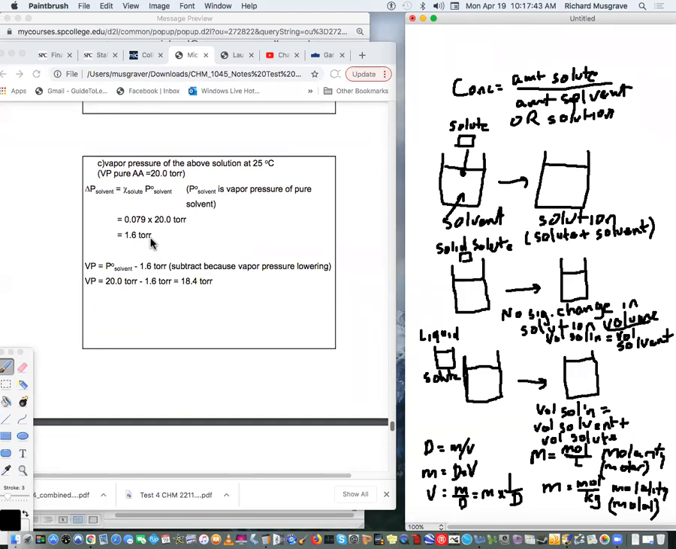To get the new vapor pressure, we take the pure vapor pressure, which again we were given up here, and subtract out the delta P of the solvent, which gives us 18.4 torr. Does anybody have any questions about vapor pressure lowering?